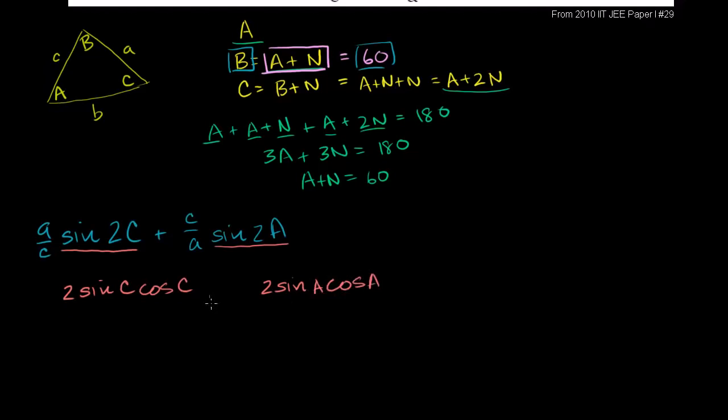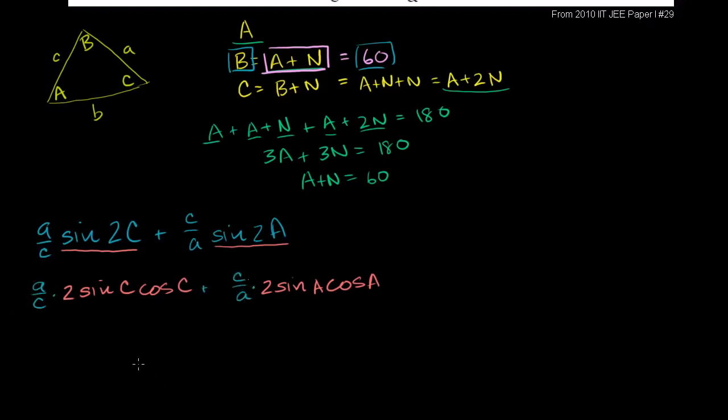That's just a standard trigonometric identity. And in the trigonometric playlist, we prove that identity. I think we do it multiple times. And then out in front, we have our coefficient still. We have a over c times this plus c over a times this.